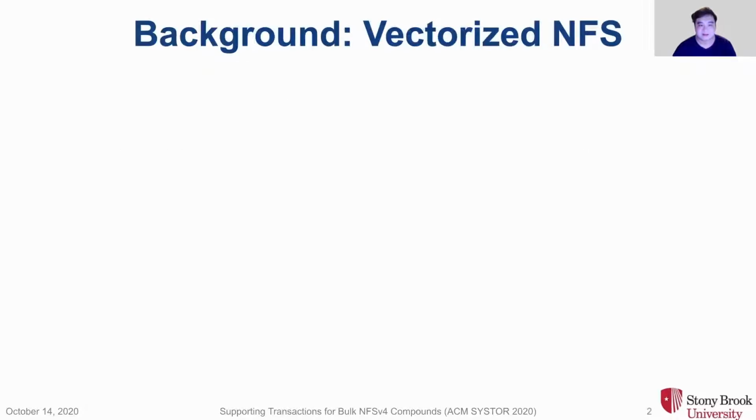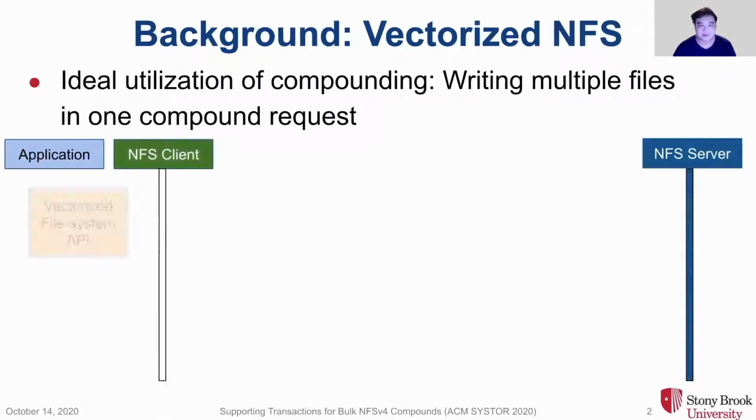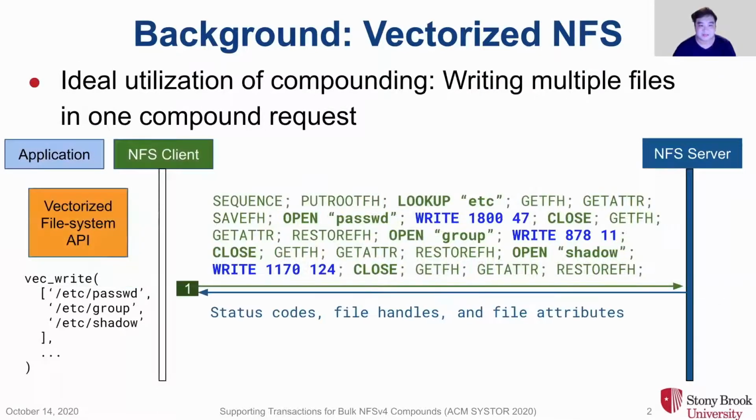First, I'll provide a general idea of what motivated our work. NFSv4 introduced compounds to amortize network latency. In order to utilize the full power of compounding, we should pack as many operations as possible in one larger compound, as is shown in this figure of writing multiple files at once.